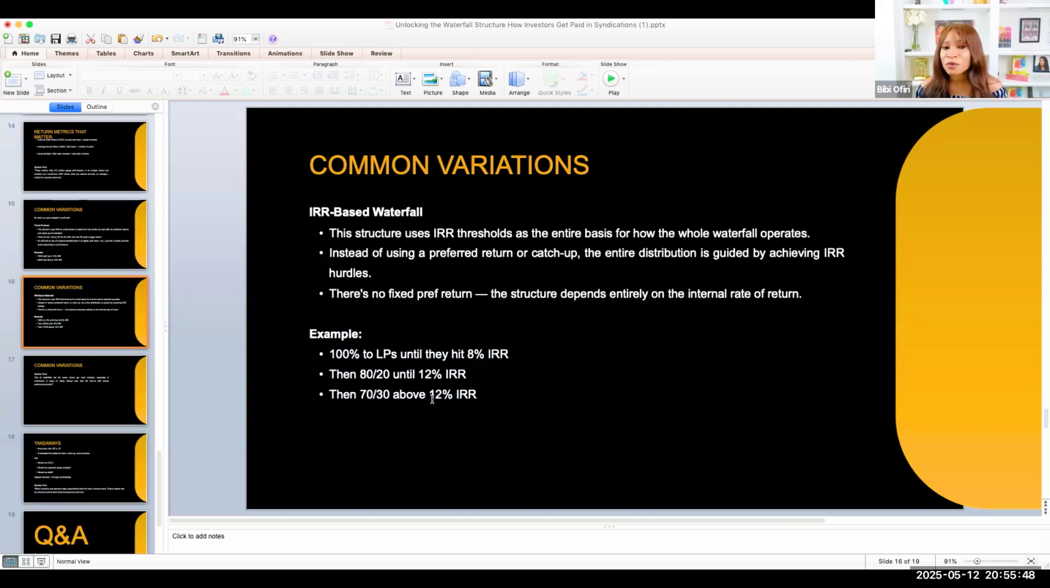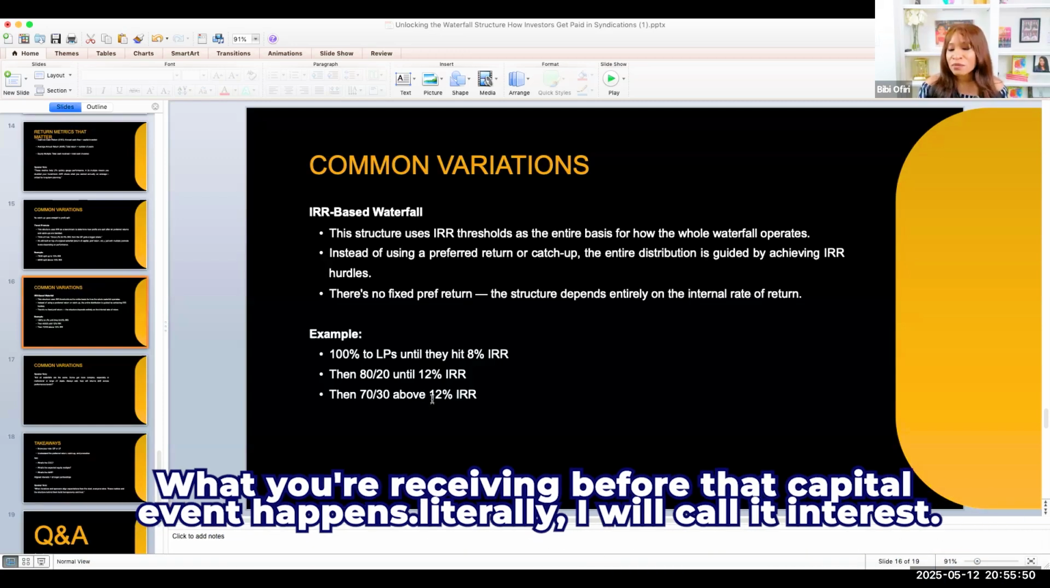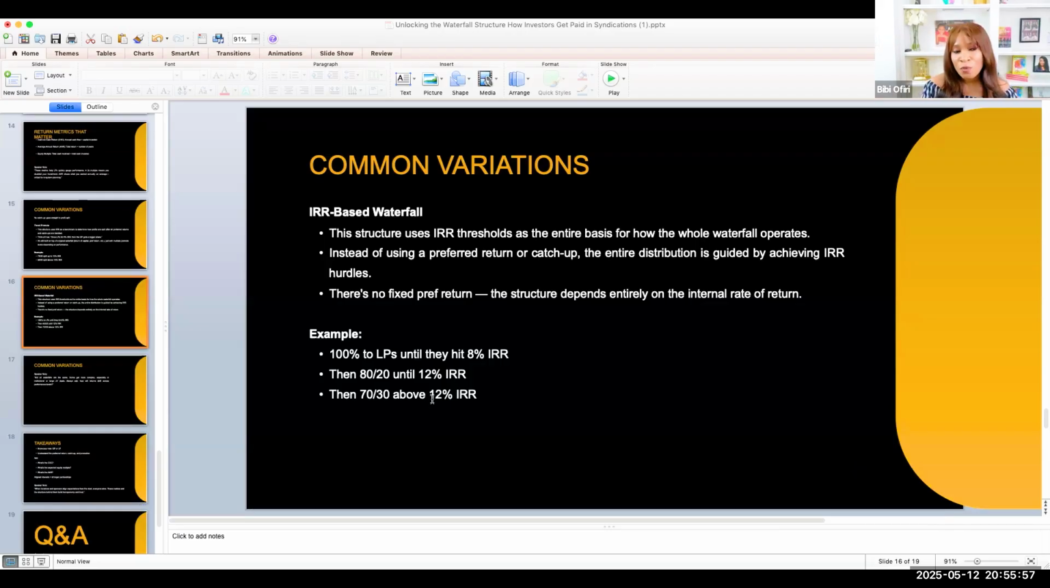That is when the bulk of the money comes. What you're receiving before that capital event happens, literally, I will call it interest. It means that you put your money down, and while the money is performing or working for you, you are getting some form of interest on it.